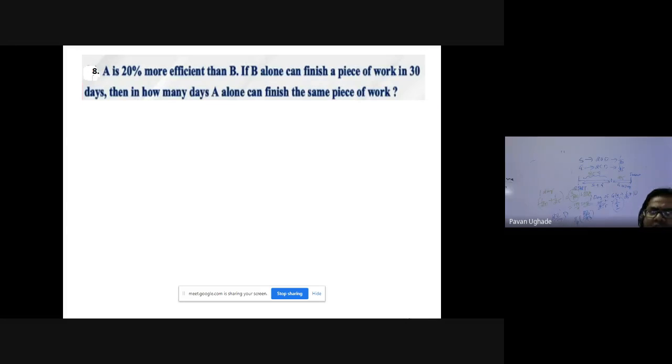I want the answer of this as quick as possible because it is just a practice question. A is 20% more efficient than B. If B alone can finish a piece of work in 30 days, then in how many days can A alone finish the same piece of work?